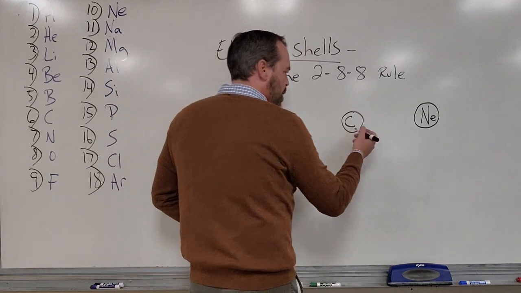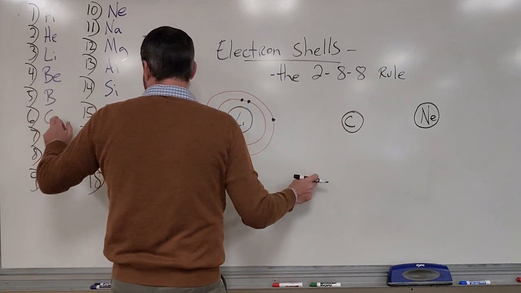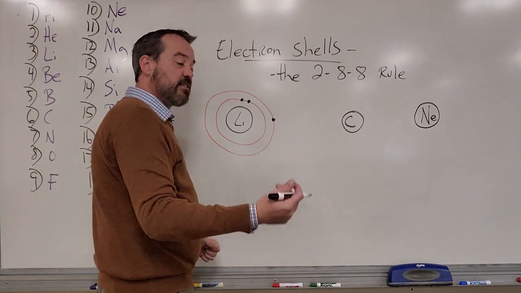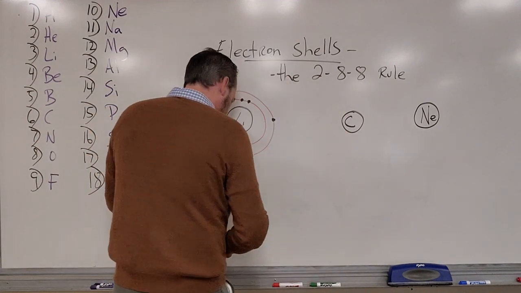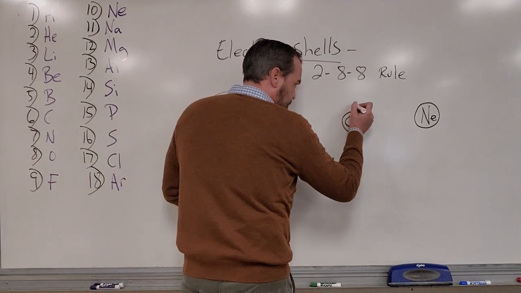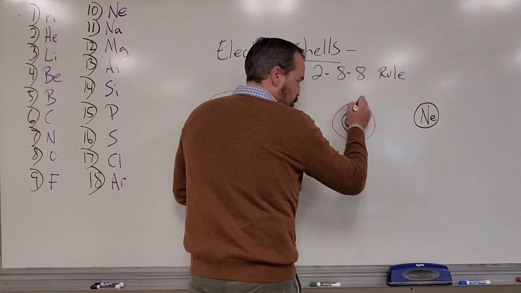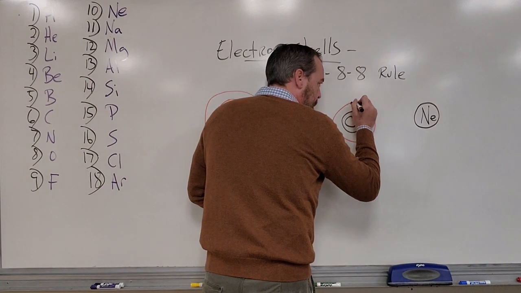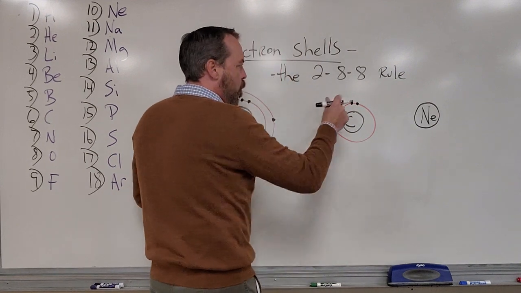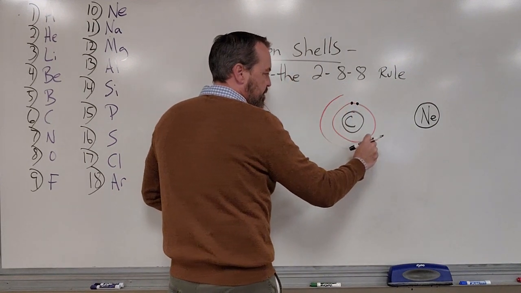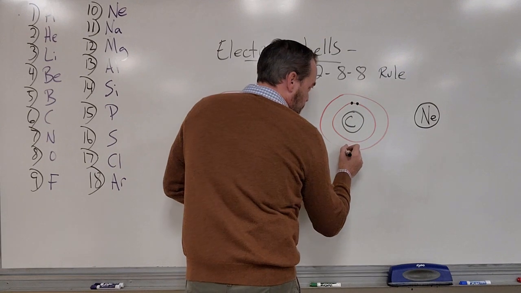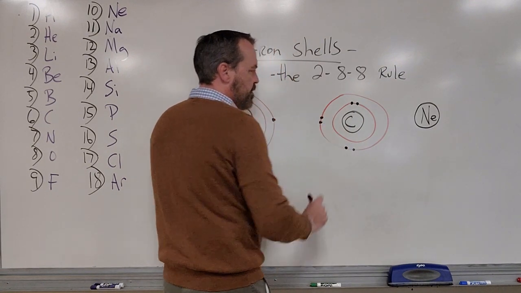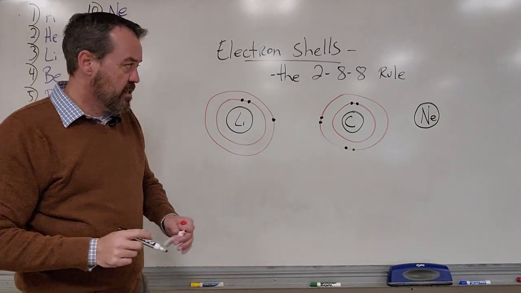Carbon. So carbon, come over here. Carbon is C6. So that tells me it's got 6 protons, 6 neutrons, and 6 electrons. So when I add in my electron shells, boom, I can put 2 in this first shell, and that leaves me 4 more electrons to deal with because there's 6 in total. So 2, 3, 4. So now I've got 6 electrons.